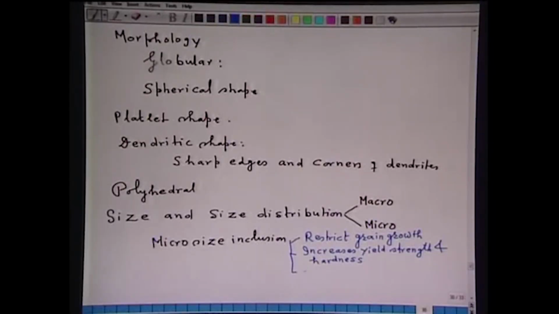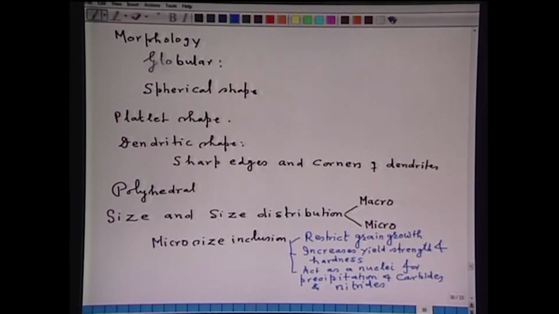Third, micro inclusions can act as nuclei for precipitation of carbides and nitrides.